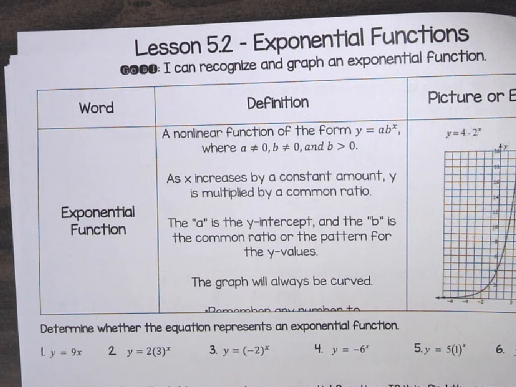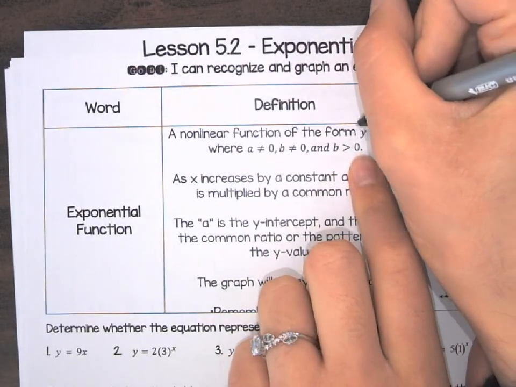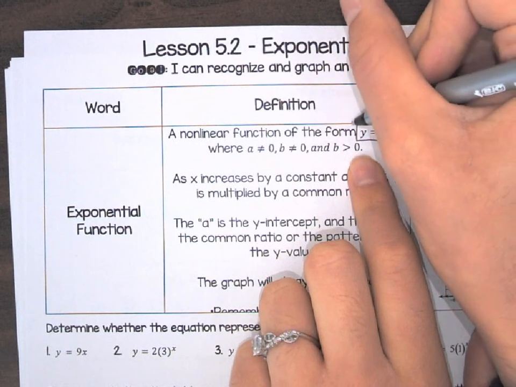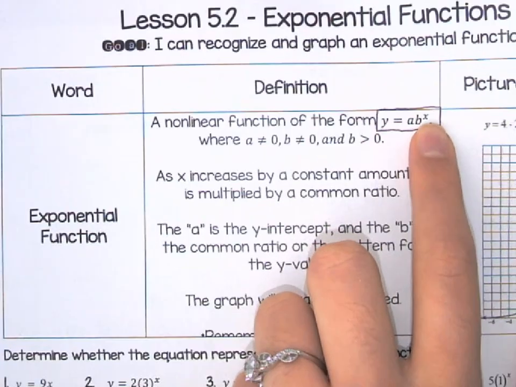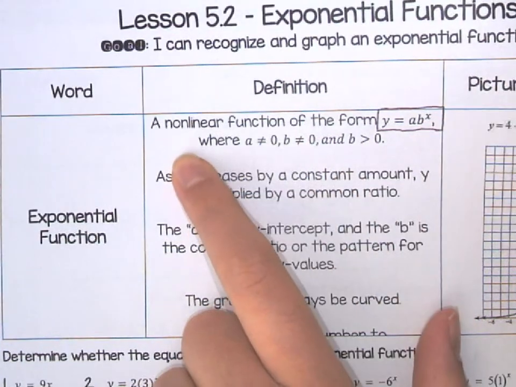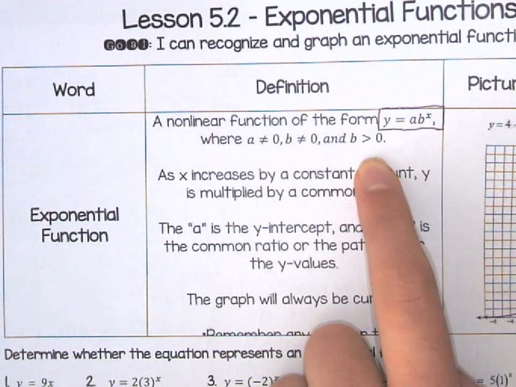It says a nonlinear function of the form, and this is the formula, you're going to need to know it, y equals a times b to the x power, a b^x. Let me zoom in a little bit. Where a cannot equal 0 and b cannot equal 0, and b is greater than 0.